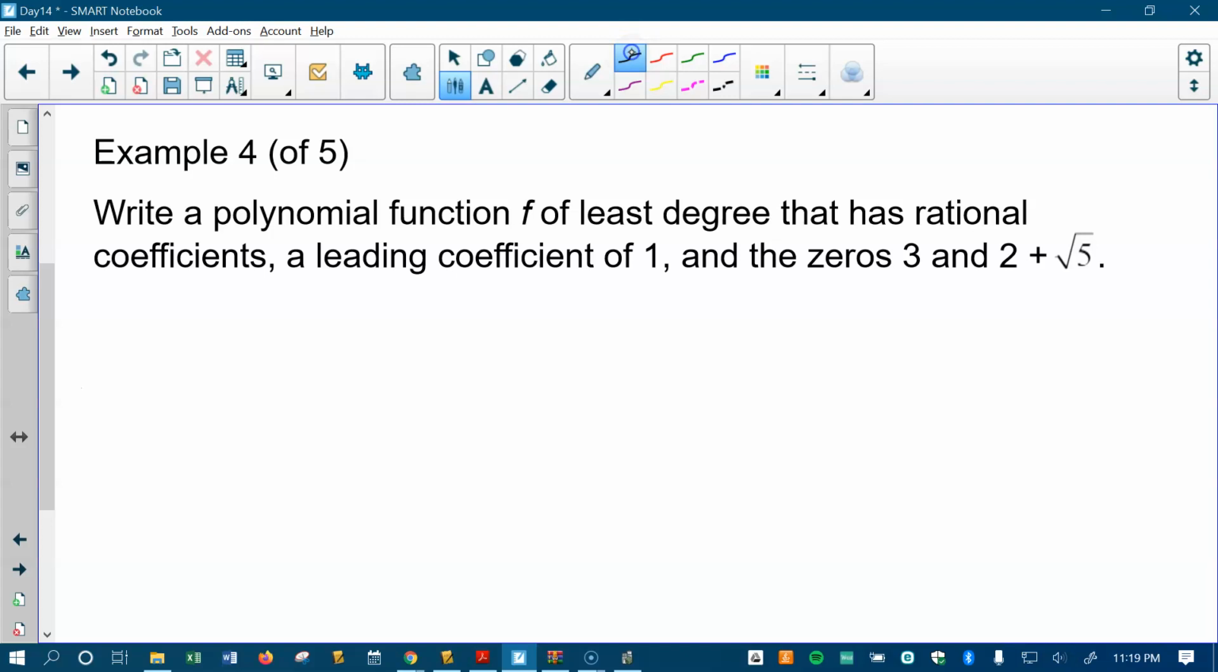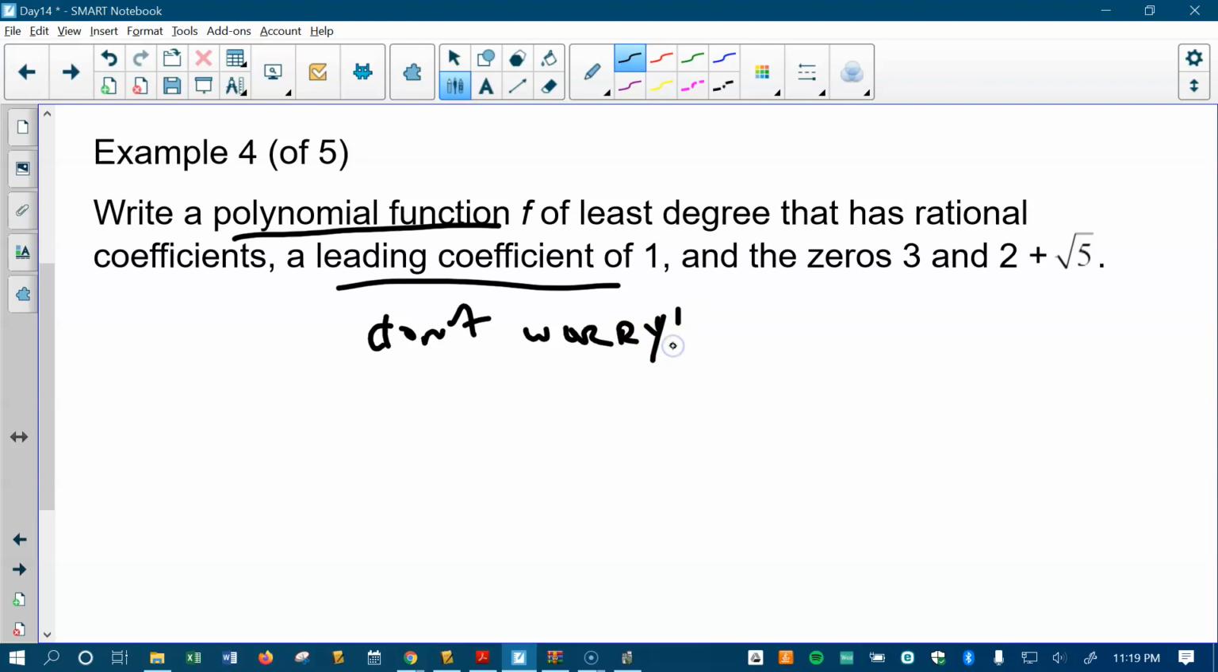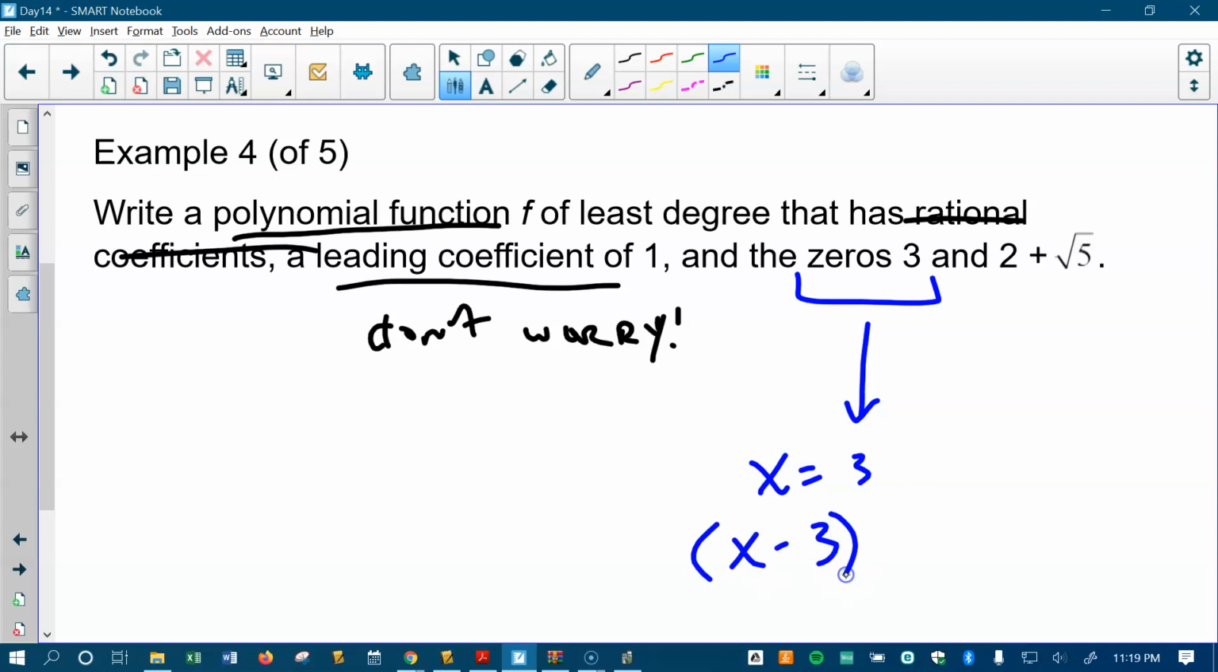Okay, so here's what this basically comes down to. There's some polynomial function. Lead coefficient is 1, which means basically don't worry about it. The rational coefficients, that's just technical jargon. Ignore that. The zeros is 3. Do not ignore this part because that means that x equals 3, or in factor form, we have an x minus 3.